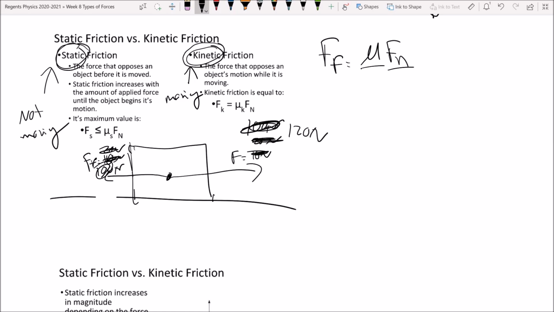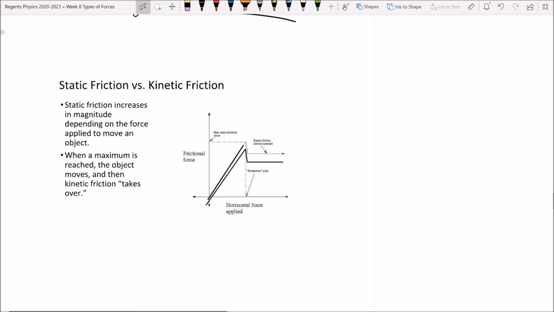Now, in each instance, we can quantify the amount of friction that is present between two surfaces given the coefficient of friction, mu. And we have two coefficients, whether it's static or kinetic, because the amount of friction is different whether something is stationary versus in motion. So static friction increases in magnitude depending upon the force applied to move an object. We saw that, right? If I push with 10 newtons, friction pushes back with 10 newtons. 20, it pushes back with 20. It's always going to match me.